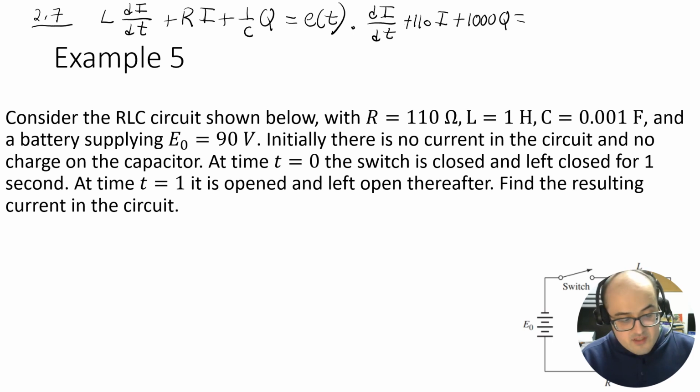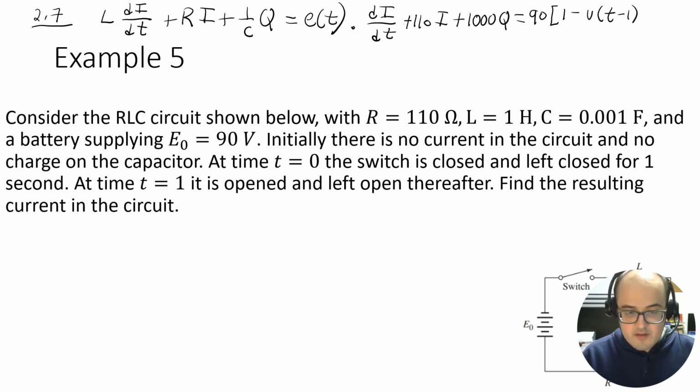But E of t, though, we know has that 90 volts. So this would be equal to 90 times 1 minus u of t minus 1. Why is that? That's due to the opening and closing of that switch. So from this, we can see that E prime of t has infinite discontinuity.